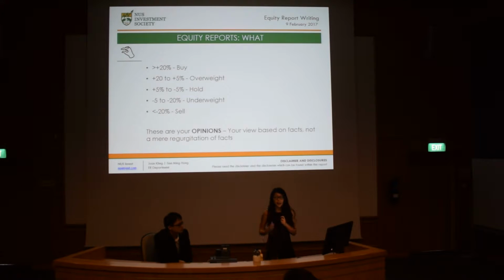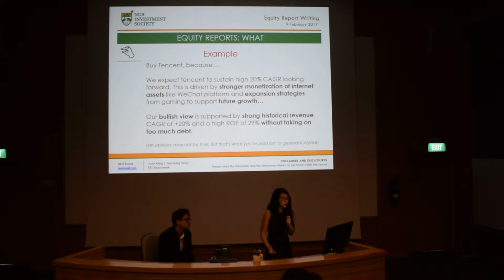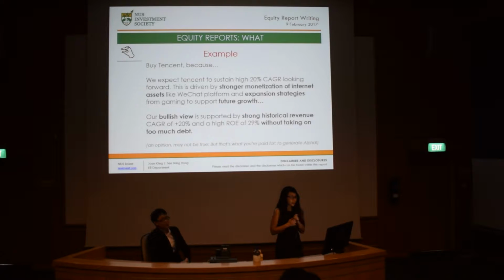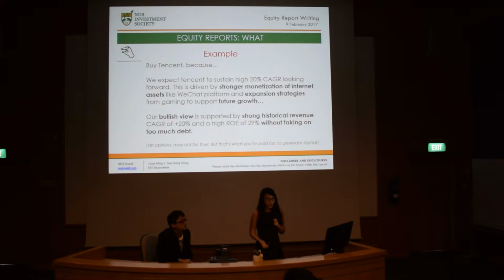Like I mentioned earlier, the actionable recommendation is for the investor to do something. So in essence, the first page would be your persuasive opinion on why you should actually invest in something. For example, an opening paragraph on Tencent would say you should buy it, because they use very strong terms like stronger monetization of internet assets, expansion strategies, future growth, strong historical revenue. They talk about CAGR, compounded annual growth rate, and return on equity. For real estate companies, you also see return on assets, and they talk about how much debt the company will take.